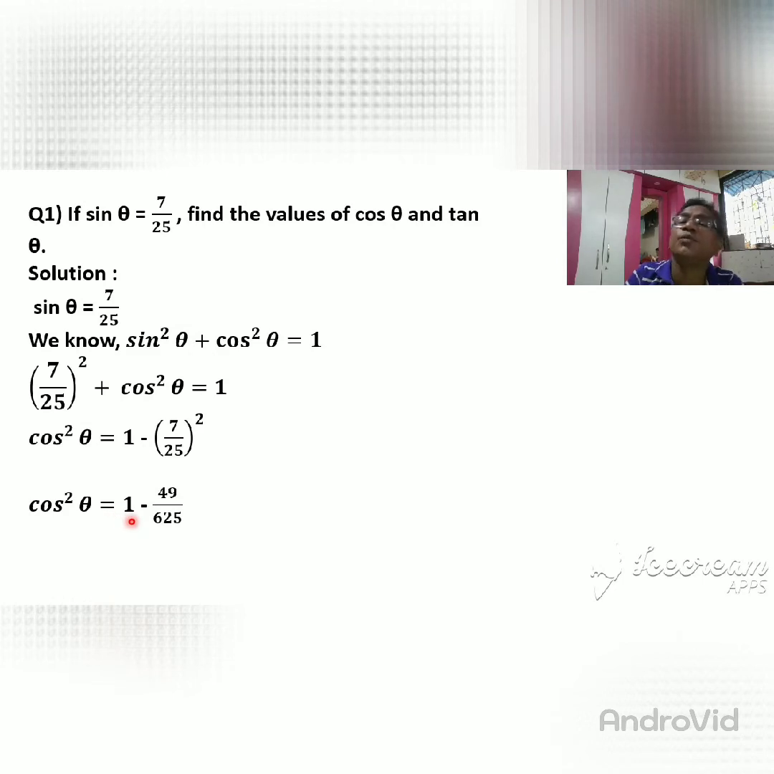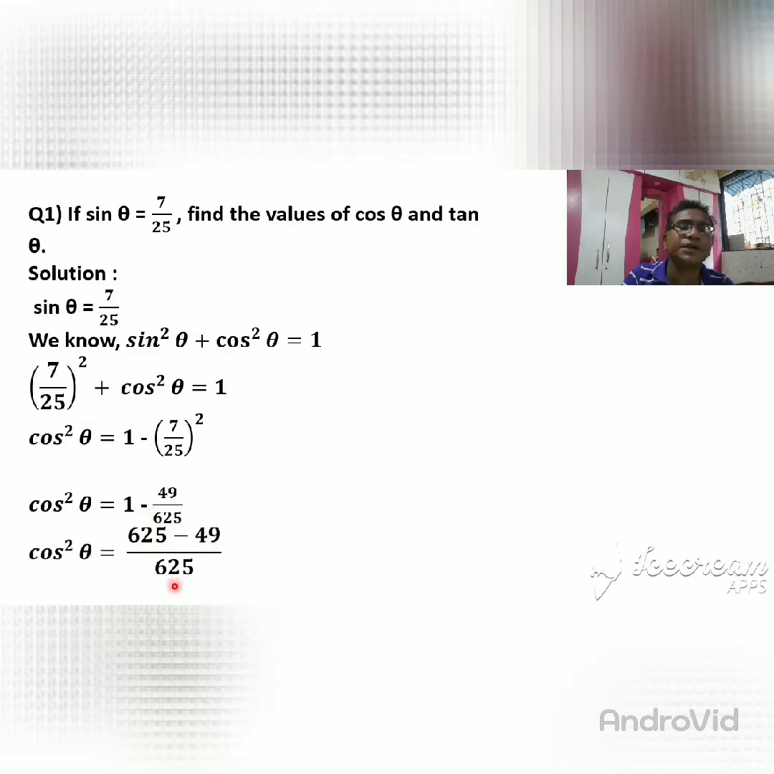So which number multiplied by 1 gives 625? The answer is 625, because the denominator is 1. So you can see here the denominator 625 remains as it is. So here I write 625. Minus sign written as it is. 49 remains as it is.